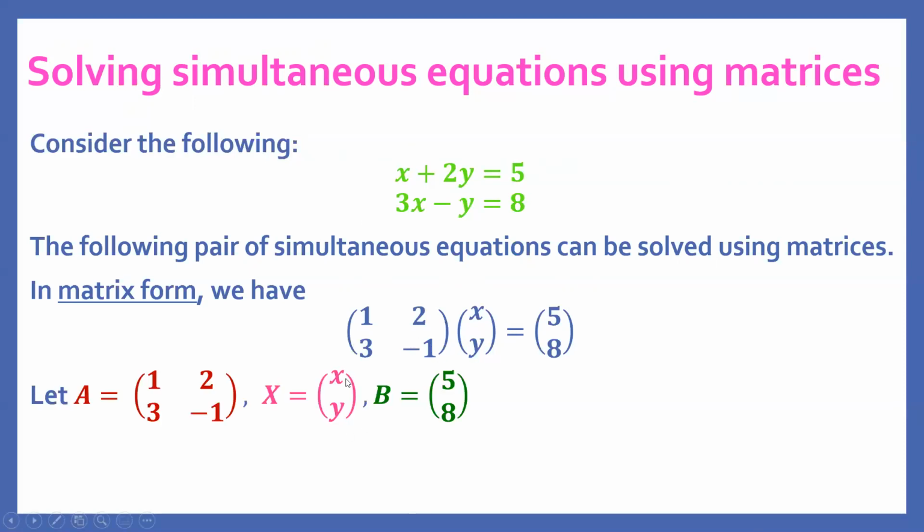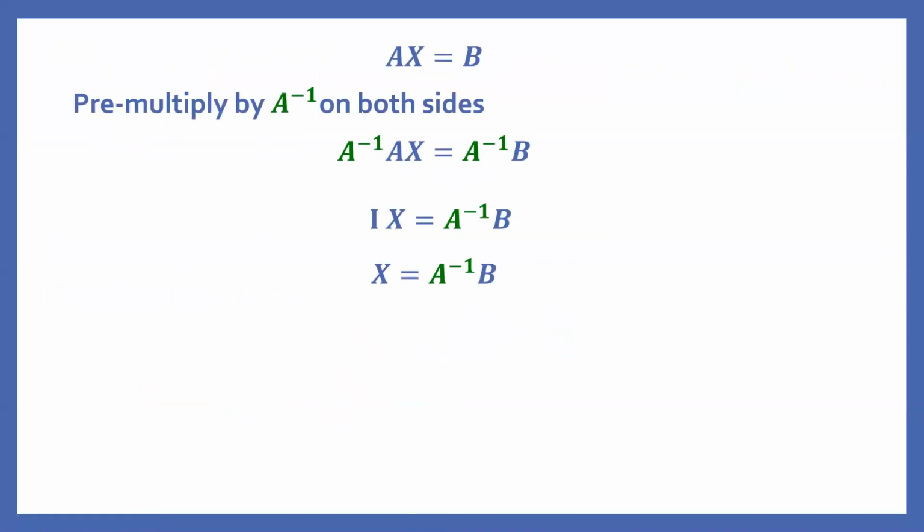Let A be equal to this matrix, 1, 2, 3, -1. This is going to be matrix X, and this is going to be matrix B. So this means that I have AX equal to B. Remember in the previous example, we had to pre-multiply by A inverse on both sides because I need to find X. Now A inverse times A is I, so I have IX equal to A inverse B. Now IX is the same as X. So X equals A inverse B.